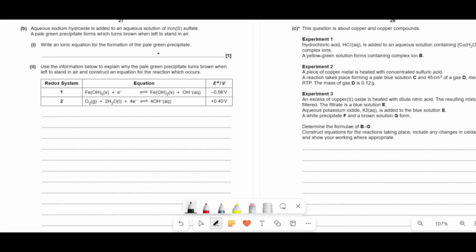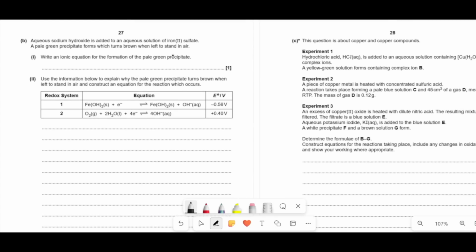So now it says aqueous sodium hydroxide is added to an aqueous solution of iron(II) sulfate. A pale green precipitate forms, which then turns brown when left to air. So write an equation for the formation of the pale green precipitate. So ionic equation: if we're adding sodium hydroxide, NaOH, the sodium is just the source of the hydroxide ions. So what you're essentially doing is reacting Fe2+ aqueous and adding OH minuses. And they've told you it makes a pale green precipitate, so your option is probably Fe(OH)2, solid. And you just balance it, so it's a 2 there, done.